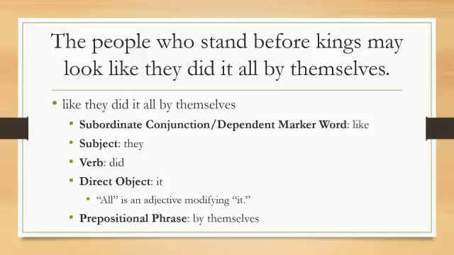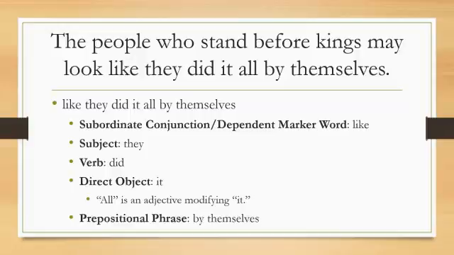Like they did it all by themselves. So this is a little bit different. In our previous clause, who is a relative pronoun. In this case, like is what we call a subordinate conjunction. Okay. Again, the names of these things is not terribly important. I'm not going to quiz you on those. I don't really care if you know what they're called. I just want you to know how to use them.